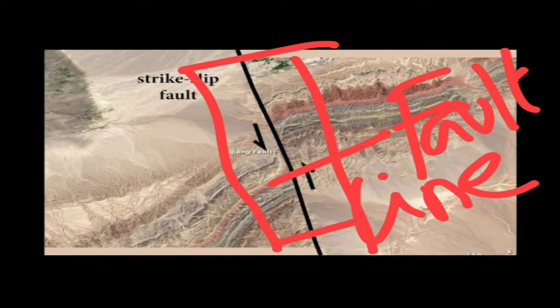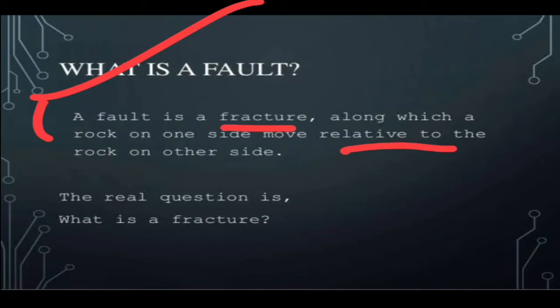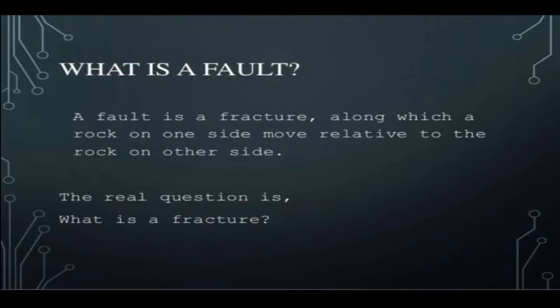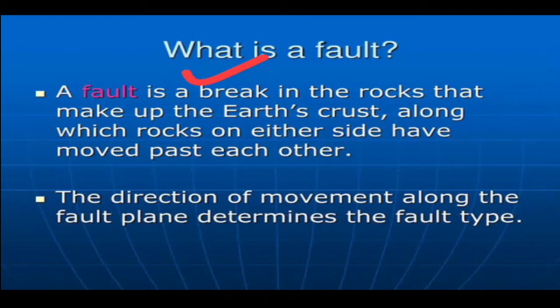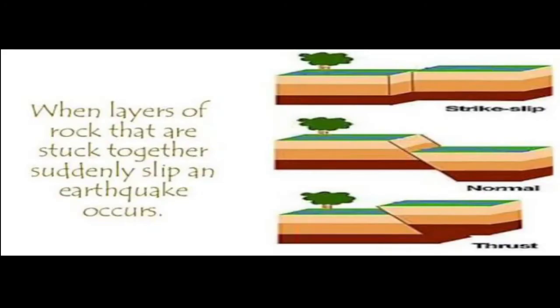Now let us understand the definition of a fault. What is a fault? A fault is a fracture along which a rock on one side moves relative to the rock on the other side. Now the question that comes to our mind is, what is a fracture? A fracture is referred to as a break in the crustal rocks that make up the earth's crust, along which rocks on either side have moved past each other. The direction of movement along the fault plane determines the fault type. So when the layers of rocks that are stuck together suddenly slip, an earthquake occurs. Now let us understand the mechanism of how this earthquake occurs due to the fault line.